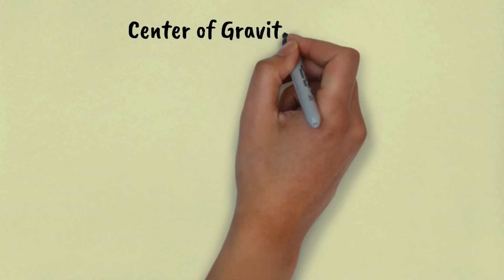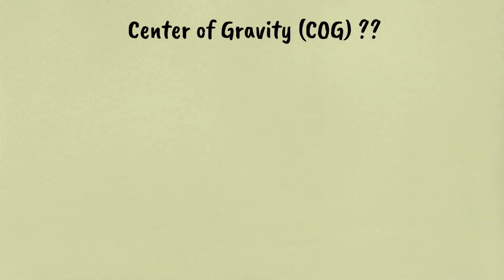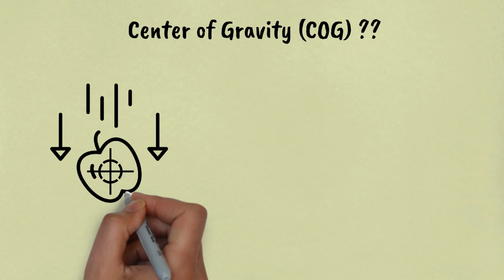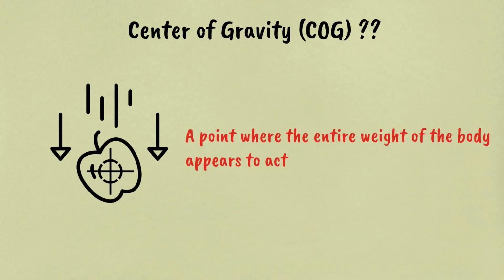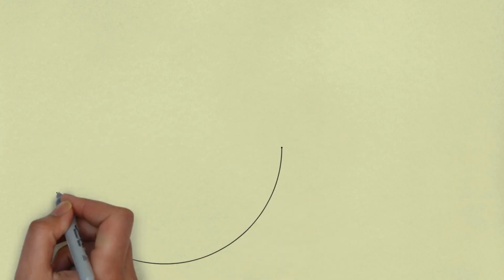First things first, what do we mean by the center of gravity? Well, the center of gravity of a body is simply the point where the entire weight of the body appears to act. In other words, it's like the average position of all the tiny particles of mass that make up the object.